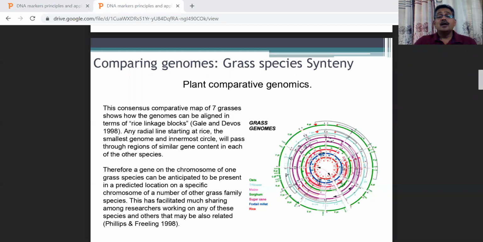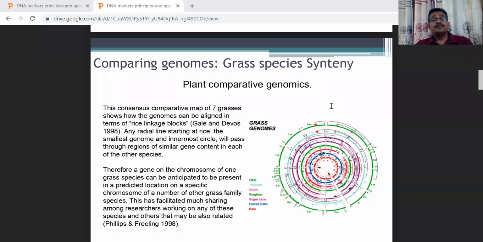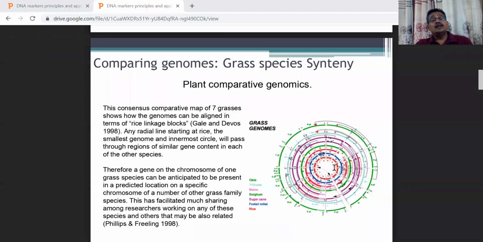It paved the way for much comparative genome work and also synteny work, because they put the smaller genome, the rice genome, in the middle of the circle. When you see this, the rice genome has been made into different blocks, each chromosome in an individual block. That means rice has 12 linkage groups, 12 pairs of chromosomes. So the 12 are inside the circle. The rice is inside the circle.